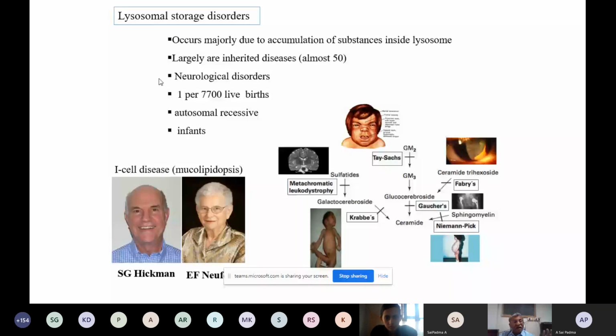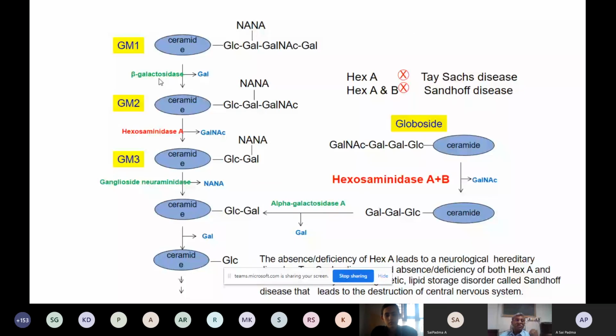In 1 in 7,700 live births, you get some sort of lysosomal disorder. There are about 50 different lysosomal disorders identified. Some examples are Tay-Sachs disease, Gaucher's disease, Fabry's disease, Niemann-Pick's disease, Krabbe disease, and so on. These different diseases were initially discovered by two scientists, Hickman and Elizabeth Neufeld, in the US.